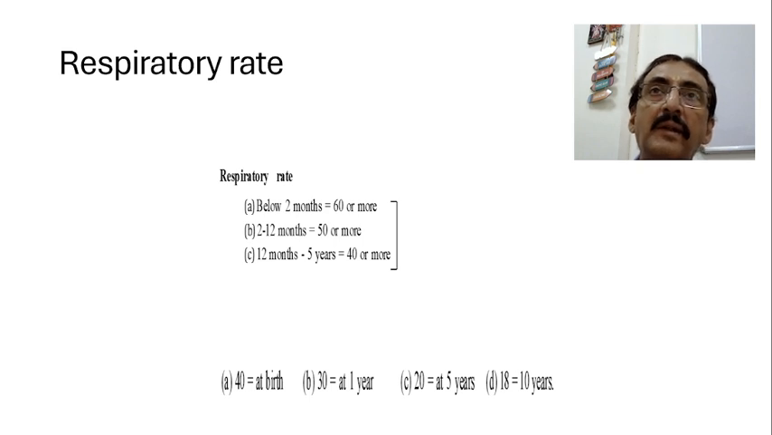This is the table which is given below. That's a rough calculation. Now, below 2 months, if the respiratory rate is more than 60, then it is considered as pneumonia.